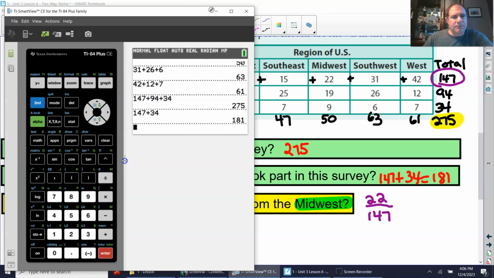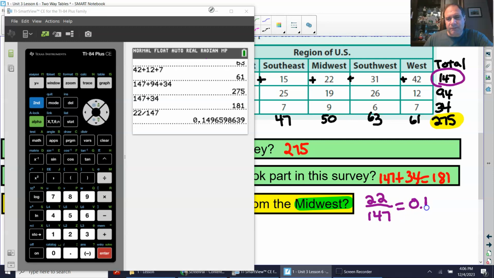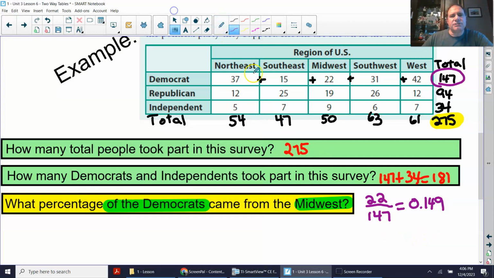And I am going to put 22 divided by 147. And I'm going to get 0.149. And if I'm rounding this to the nearest percent, I'm going to take 0.149 and move the decimal over 2 places. And that becomes 15%. It's 14.9. 14.9 gets rounded to 15%. How many Democrats came from the Midwest? 15%.